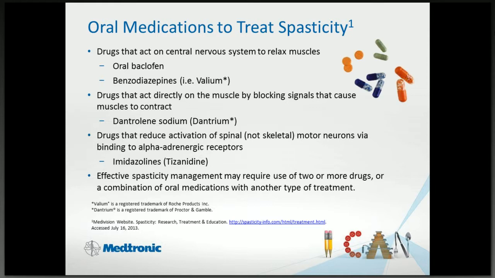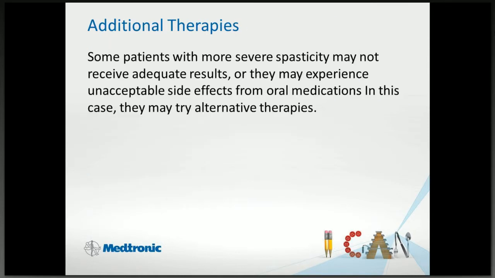Some medications work directly on the central nervous system, such as baclofen and Valium. Some work directly on the muscles, such as Dantrium, and other medications work on spinal receptors to reduce spasticity, such as tizanidine. In many cases, a combination of oral medications best controls spasticity, and no one combination is going to be right for any one patient, so working closely with your medical provider is important to find the right combination for you.